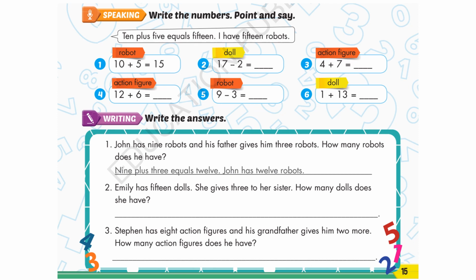Stephen has 8 action figures and his grandfather gives him 2 more. How many action figures does he have? 8 plus 2 equals 10. Stephen has 10 action figures.